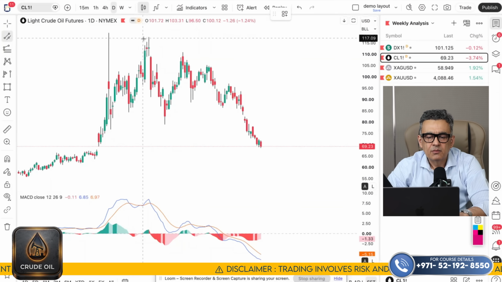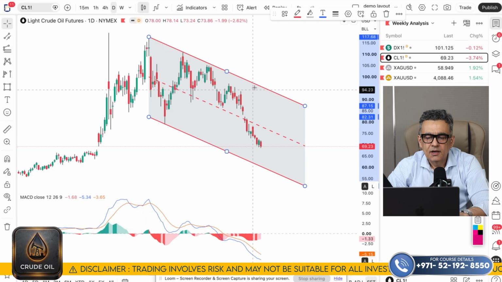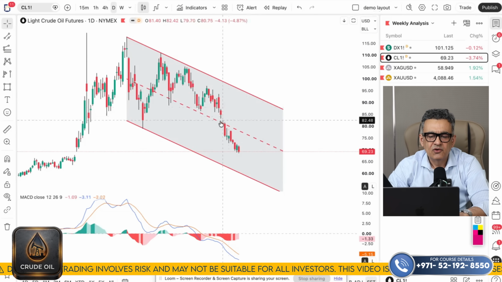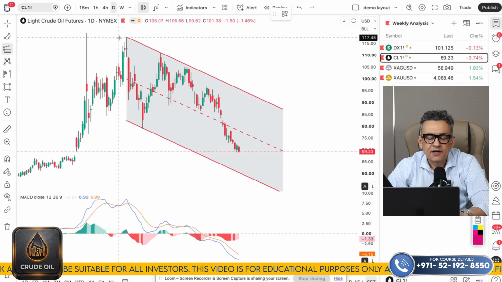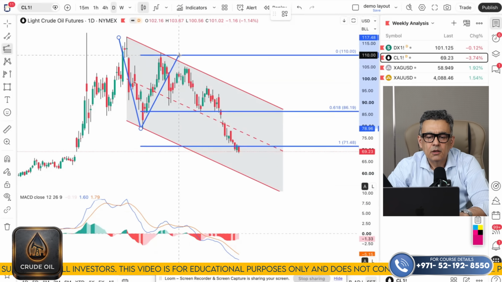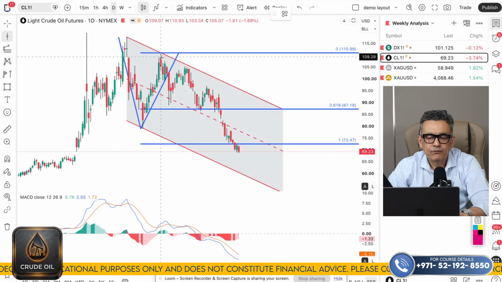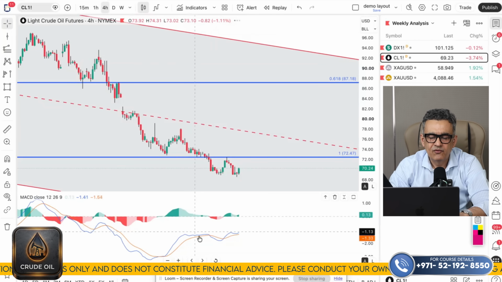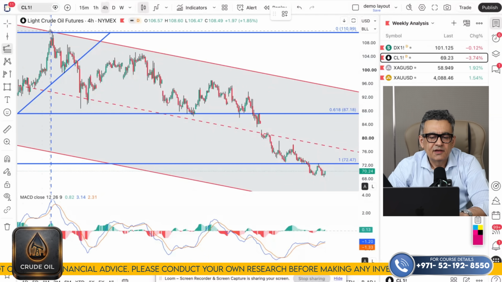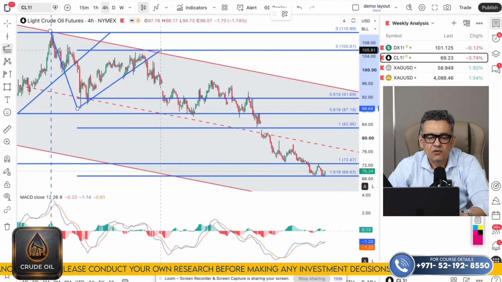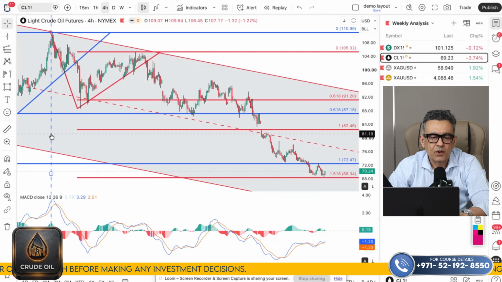So I'll start my channel from this high, connecting to the first lower high and moving downwards. So currently, crude oil is marching downwards in the falling channel. So I'll be applying extension here, connecting the first high, low, and lower high here. We can add our vertical line at this level, and we can move to the next lower time frame.